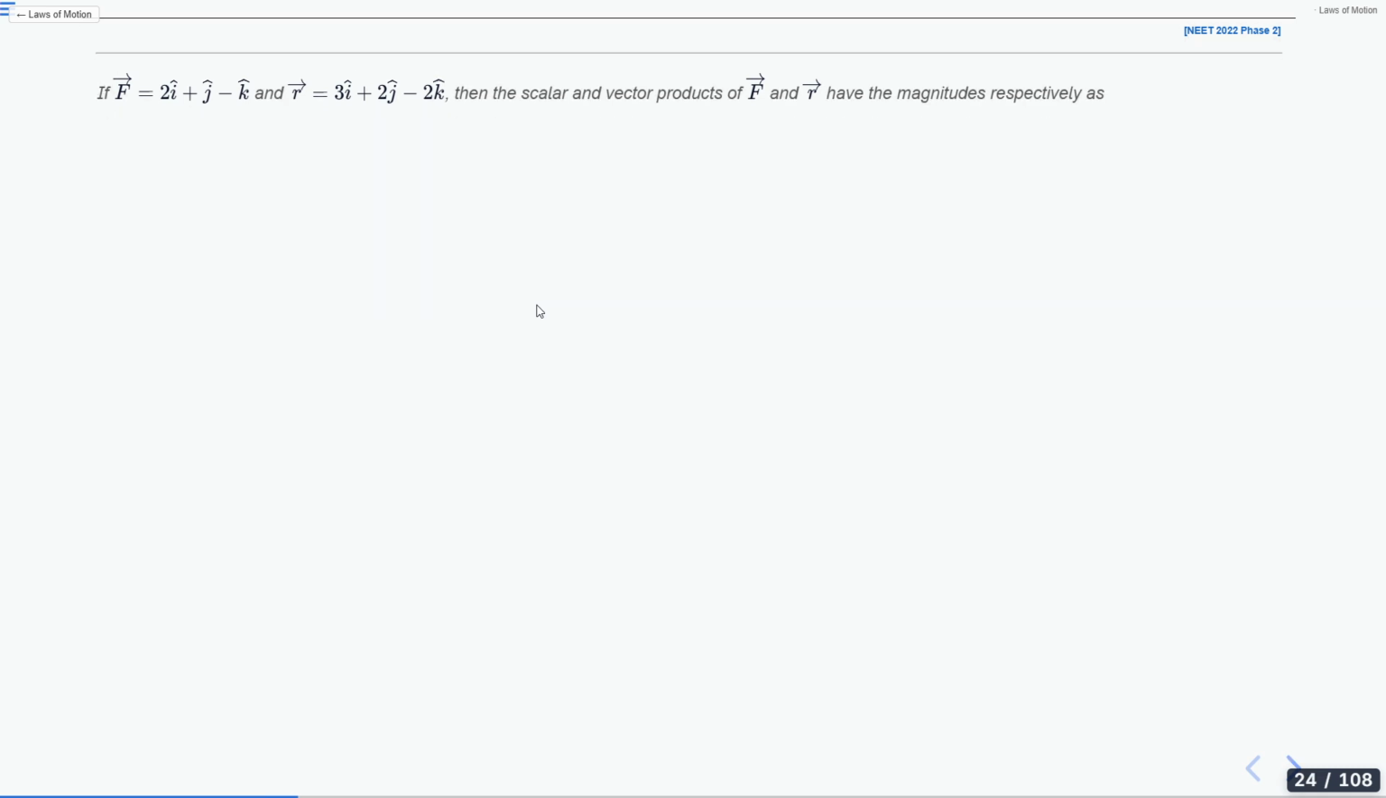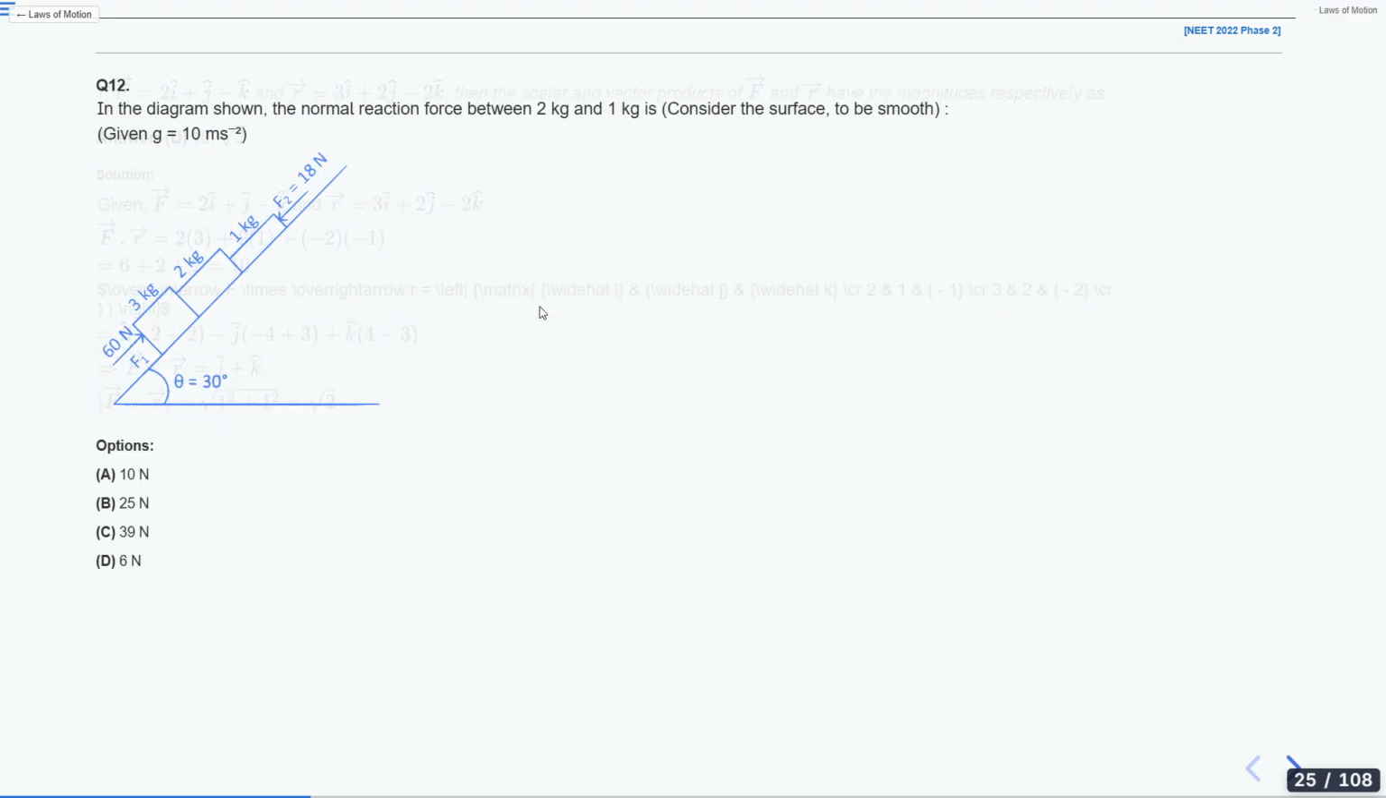Okay. This one question. Can you please, guys, do some homework? Take this as homework. Question number 12. Take a screenshot of it and do it as homework. Do it fast. Have you taken the screenshot? I want you to do the homework of it. It's an easy question. In the diagram, you have to find the normal reaction force between the 2 kg and 1 kg block. Again find the net acceleration. Then you can find the normal reaction.